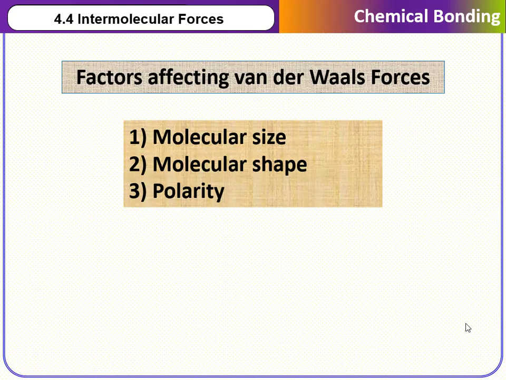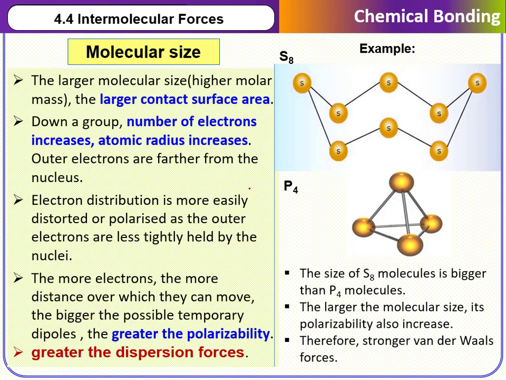Let us look at the factors that can affect the van der Waals forces. There are three factors which can affect the van der Waals forces, which are molecular size, molecular shape, and polarity. Let us start with molecular size first. For instance, we have S8, sulfur 8. How about the size? It is bigger than P4, of course, with higher molar mass.